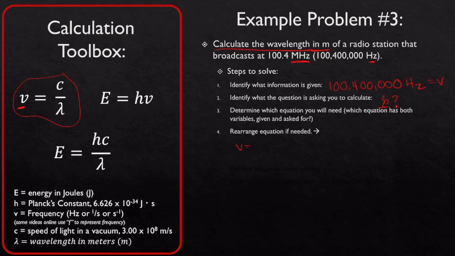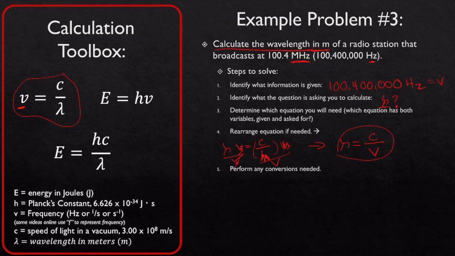I've got frequency equals the speed of light over the wavelength. And in order to get wavelength on the other side, I have to multiply both sides by wavelength. So I'm going to multiply both sides by wavelength. That will cancel out on this side. And then I need to divide both sides by frequency. So I'm going to divide this whole thing by frequency. That's going to cancel out frequency on this side. And so I basically end up with wavelength equals the speed of light over the frequency. All right, so this is the equation that I'm going to use.